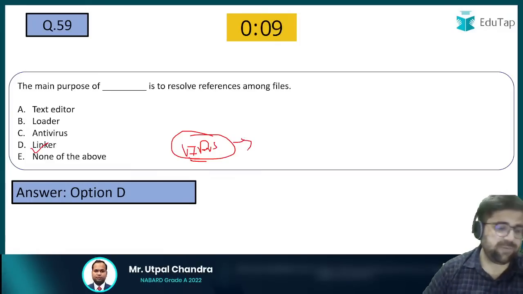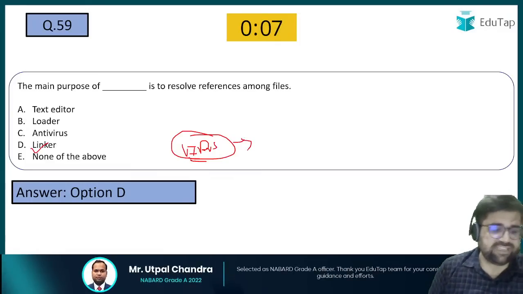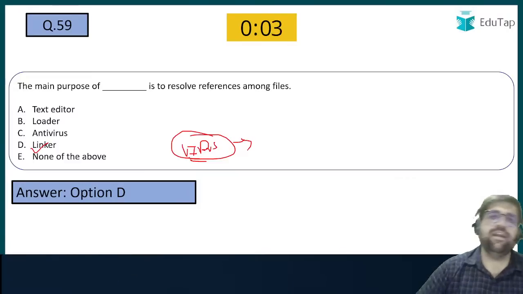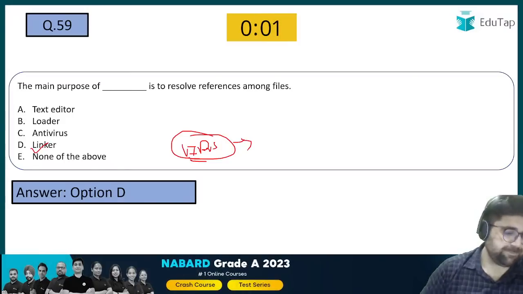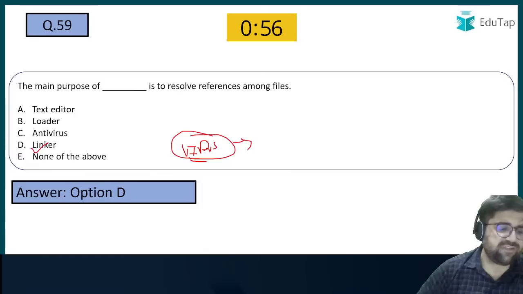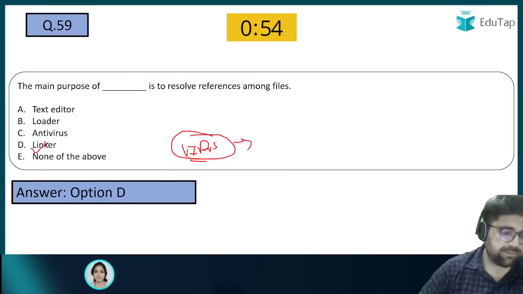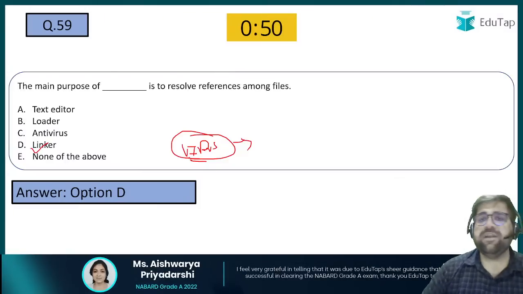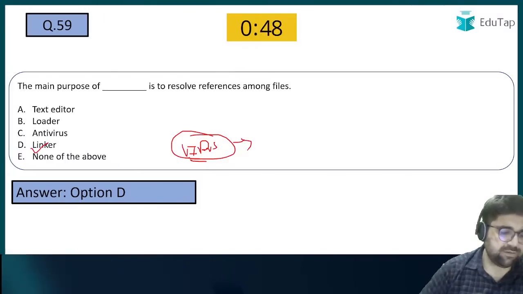Yes, vital information resource under siege. Very good. Can someone let me know the first virus which was developed in the field of computers? Which was the first virus which was developed under the field of computers?